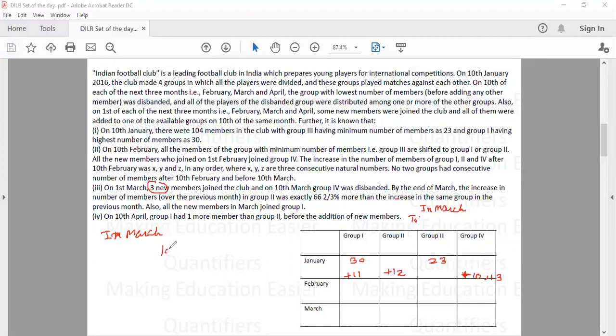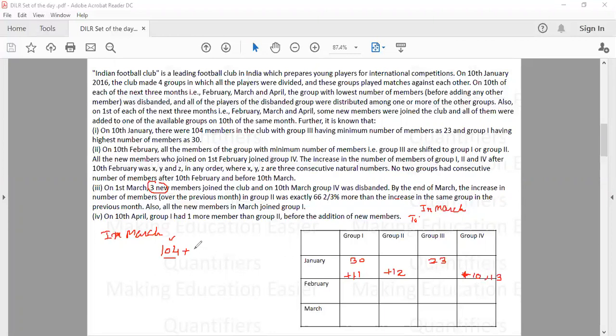I can say that 104 were initially in January. We know that these 11 and 12 are not the new members, they are the ones who were shifted from group number 3. They were already in the club in January. So these 11 and 12 constitute the part of 104. They were already there. The new members could be either 10 or 13.